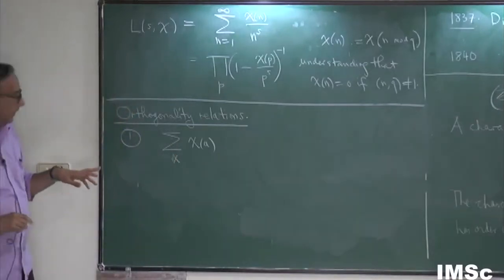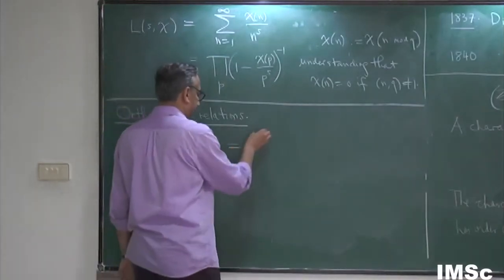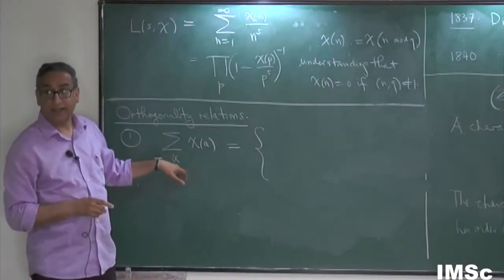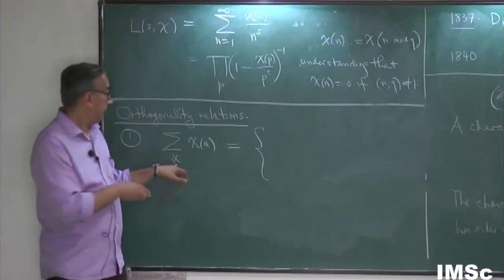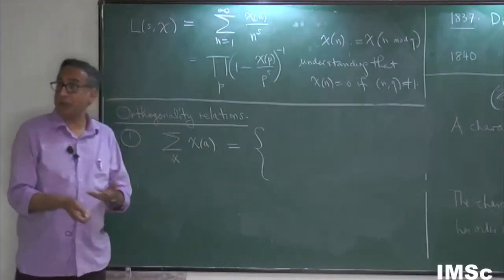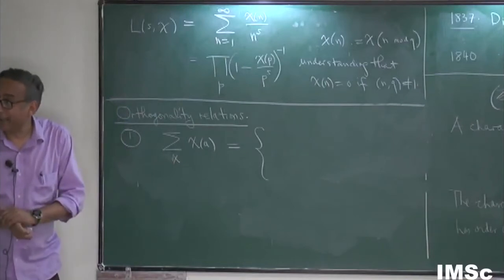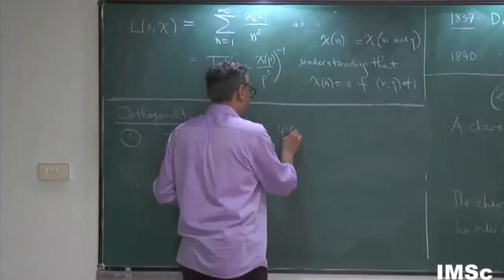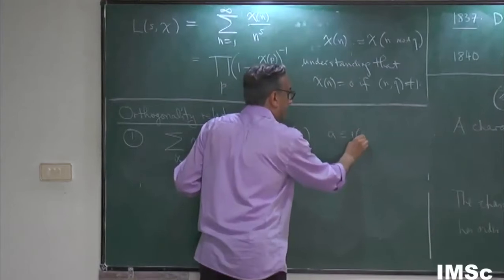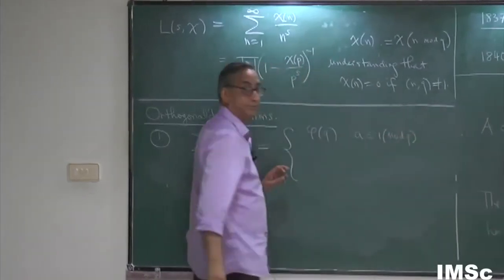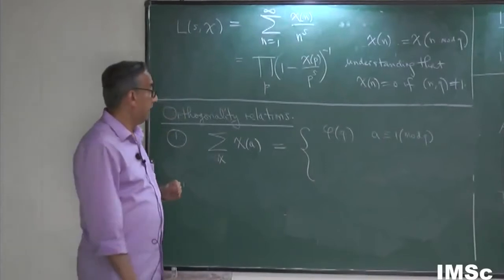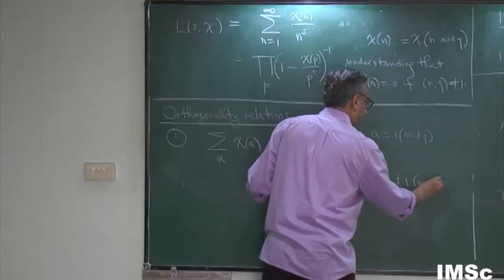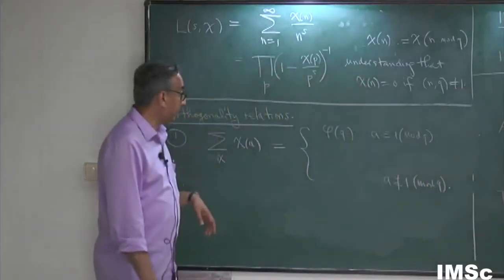So fix A and look at the character sum over all the characters. There are only finitely many, phi of q characters, okay? Fix A. So if A is 1, the residue class 1, 1 is the identity element, so chi of 1 is always 1, so this should be phi of q if A is 1 mod q. Okay, and if A is not 1 mod q, okay, this sum turns out to be 0.